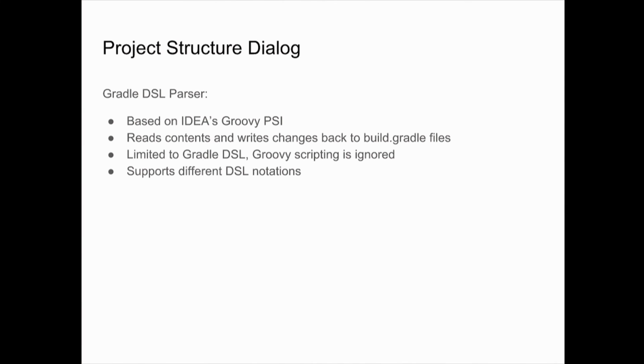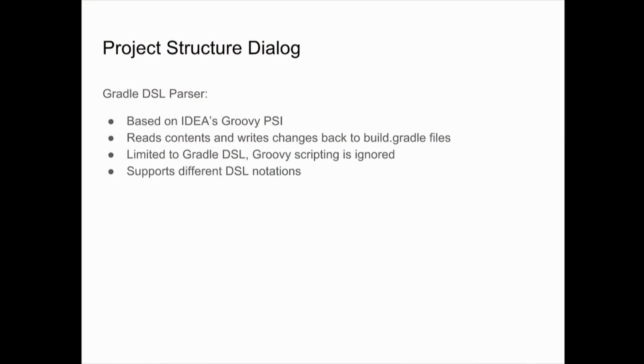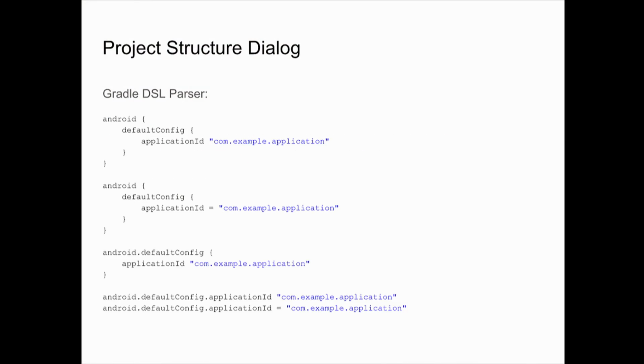It's limited to Gradle DSL. We made the decision not to try to parse any Groovy scripting because it's going to be impossible and we're going to get it wrong anyway. And it also supports different DSL notations. I have an example. Here you have 5 different ways to specify the application ID in an Android application, and our parser supports all of them. If you want to change the application ID, well, not yet, but eventually, from the project structure dialog, you can do it, and the parser will take care to put it in the right place without breaking the structure of your file.